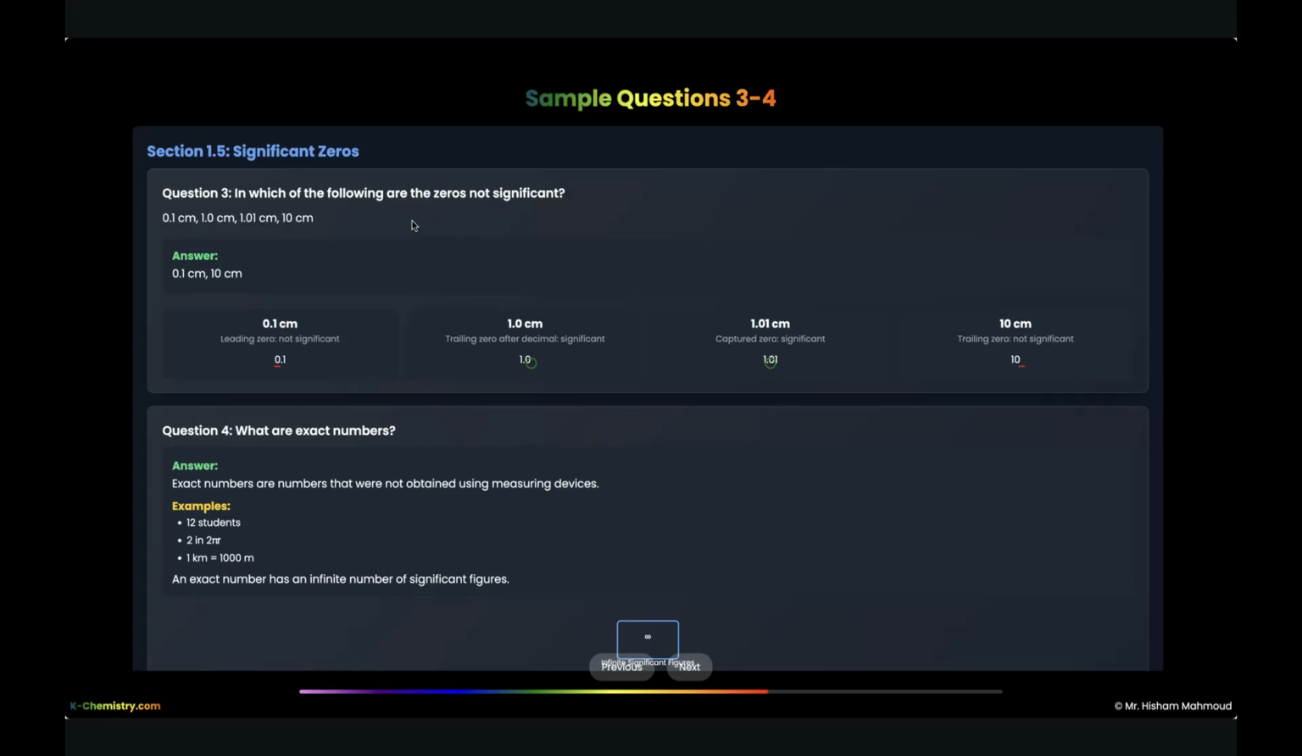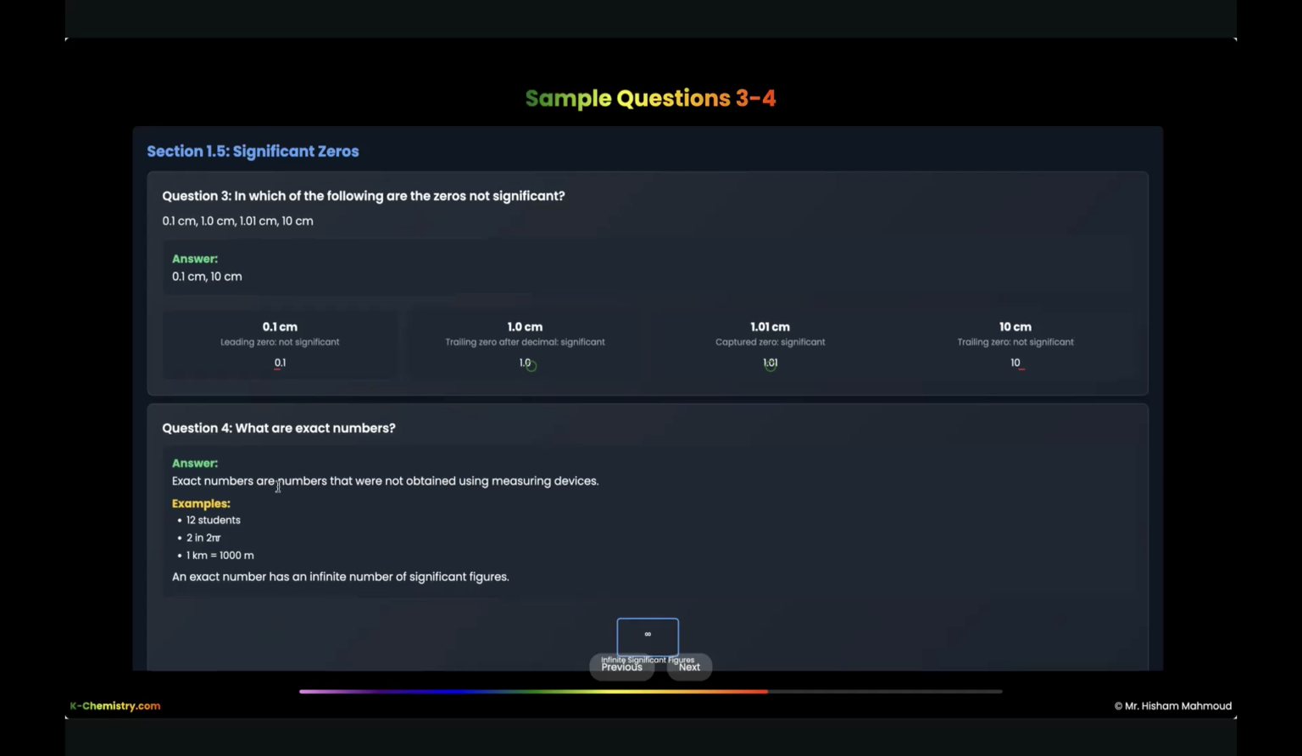In which of the following are the zeros not significant? So 0 here, is it significant or not? This is a leading zero on the left side. So a leading zero is not significant. Any zero on the left is never significant. Here it is significant because there is a decimal point. Here three significant figures, so the zero in the middle is captured, so significant. Zero here on the right, but no dot. So a trailing zero is not significant.